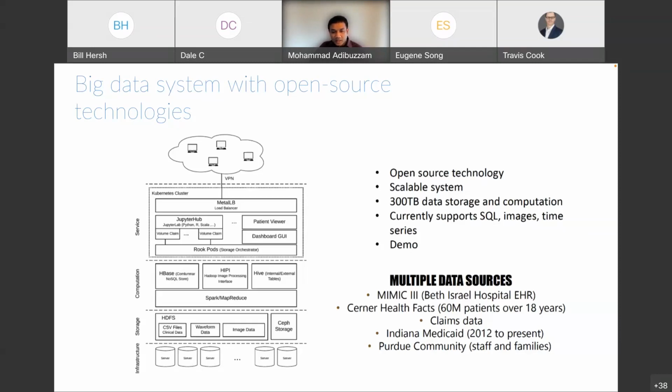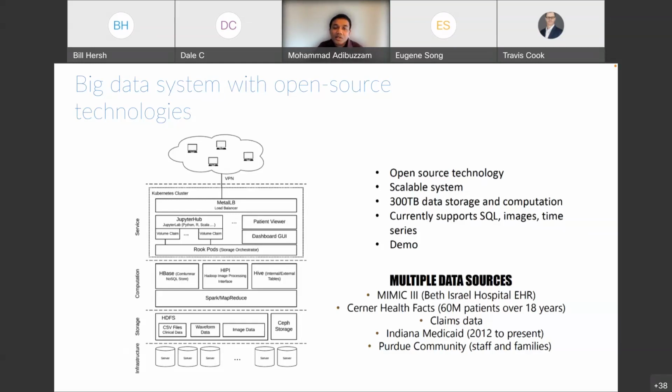But to get the data from the Hadoop file system within the Spark in-memory system, we used different database abstraction layers for different types of data, like HBase for NoSQL data, Hive for SQL type of query within Hadoop system, and Hippie for image processing. And on top of all of those, we had a service layer that was deployed within Kubernetes cluster. And we deployed Jupyter Notebook environment within Kubernetes cluster, but that could be extended with patient viewers, dashboards, and GUIs within the same environment.